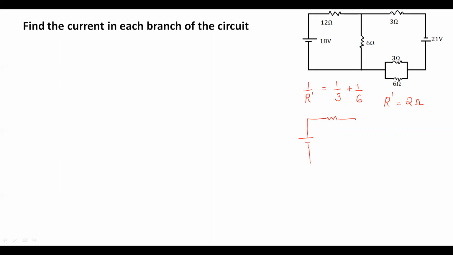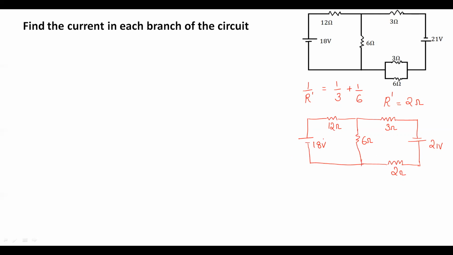This is the 12 ohm resistor and you have a 6 ohm resistor here. Here there is a 3 ohm resistor, then you come across a 21 volt battery, and at this point you can very well replace the parallel combination with the 2 ohm resistor. Here it is 6 ohm, this is 3 ohm, this is 12 ohm, 18 volt and 21 volt. All right, so we have obtained the equivalent circuit diagram.